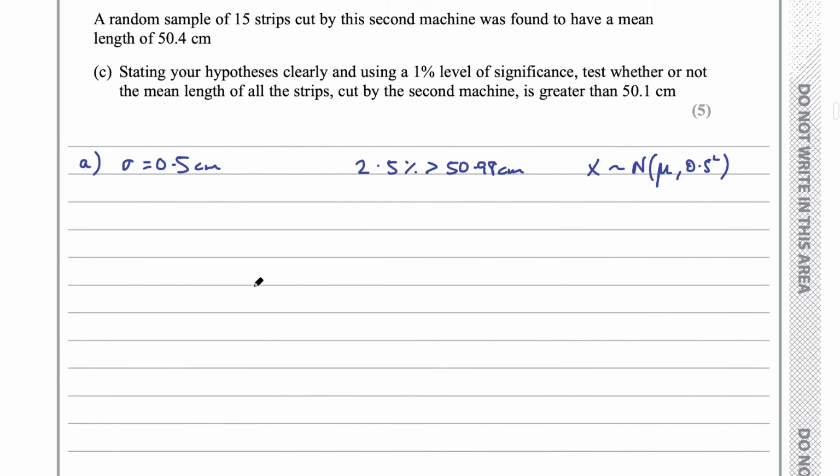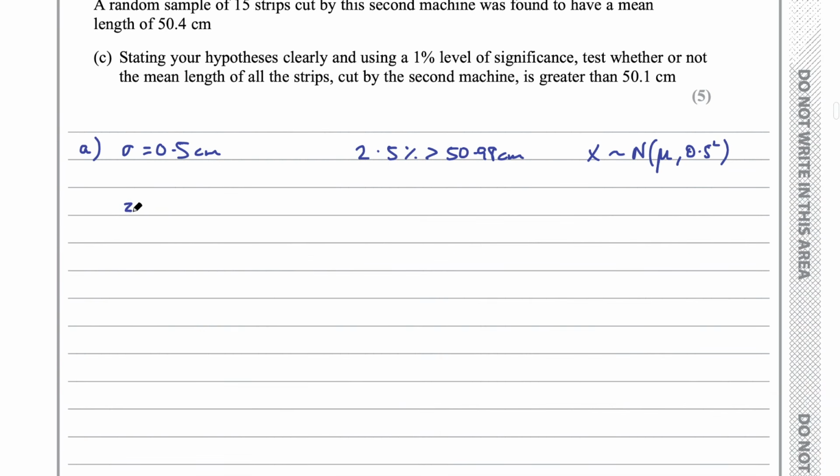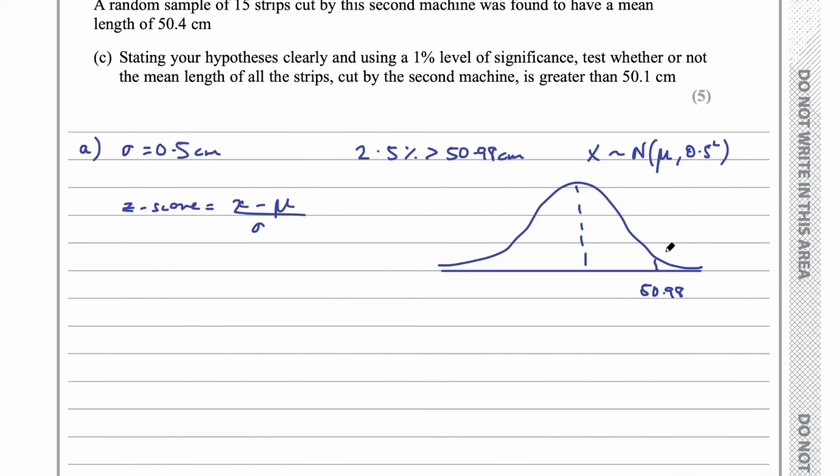One way to do it is with a z-score. So we know that the z-score equals the value we're given, take the mean, divided by the standard deviation. We can find the z-score for this percentage. So I'll use a diagram just to explain in a bit more depth. If we have a normal distribution, and we have the mean here, whatever it is, and then we have this length, 50.98, this proportion above 50.98 is 2.5%.